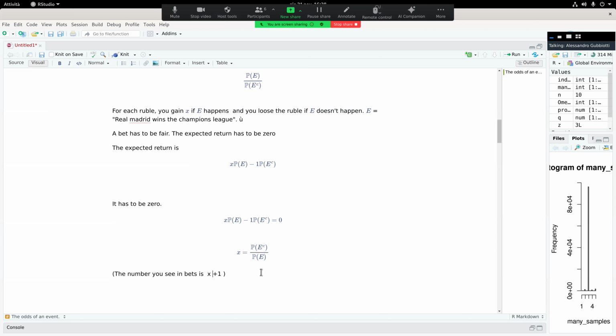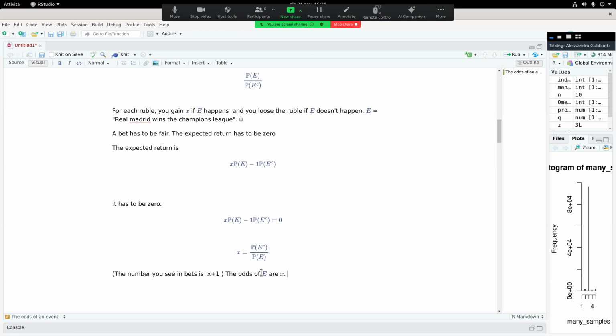These are the odds. The odds of E are x, and the number you see on bets is x plus 1.